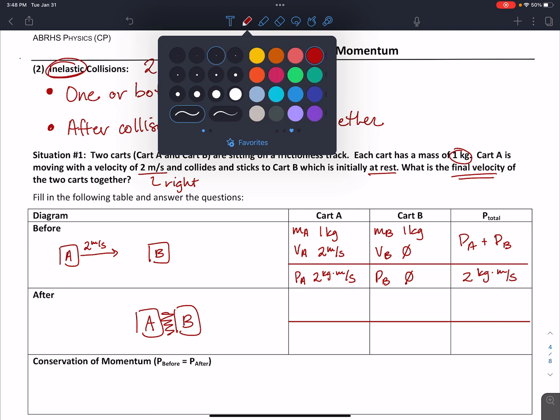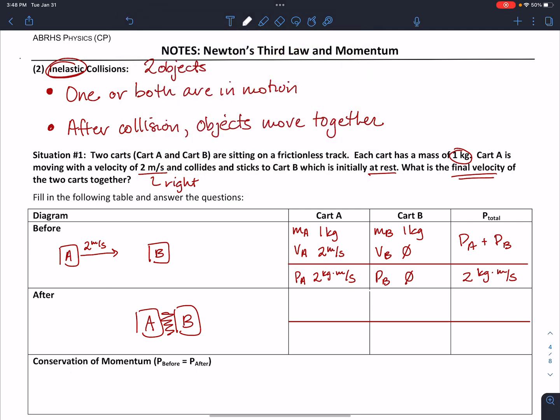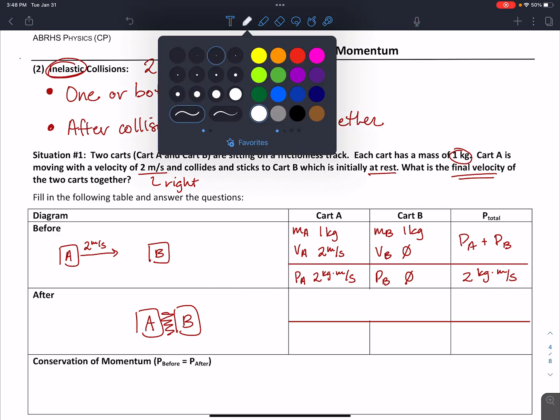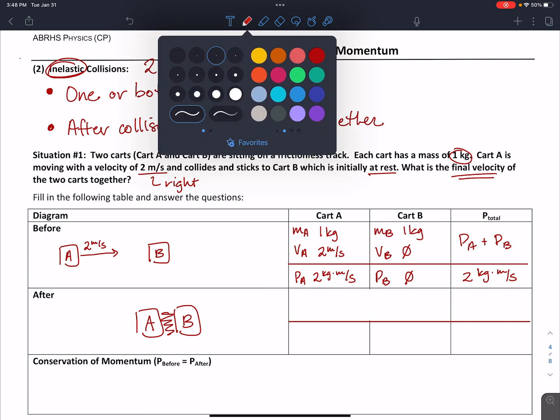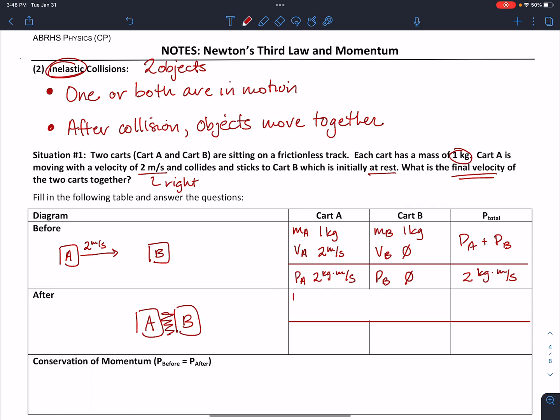Hold on, I need white. There we go. So I want to get rid of this line, because really now it's A and B. So if we're talking about this particular situation, we need to think about it in terms of mass of AB and velocity of AB, because they're now one entity. For the mass of AB, I just add my two masses. So 1 kilogram plus 1 kilogram. So our total mass here is 2 kilograms.